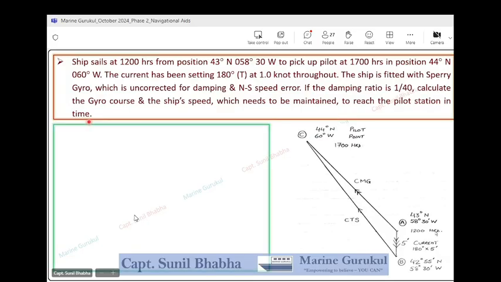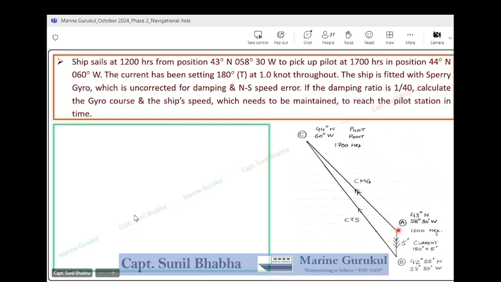Now the question becomes very simple to understand if we put all this information in a diagram format. The vessel sails at 1200 hours from position 43 degrees north, 58 degrees 30 minutes west. So if you have a look at this particular diagram, you pay your attention to position A here. This is the starting position of the ship. The starting position is 43 degrees north, 58 degrees 30 minutes west. The ship is here at 1200 hours.